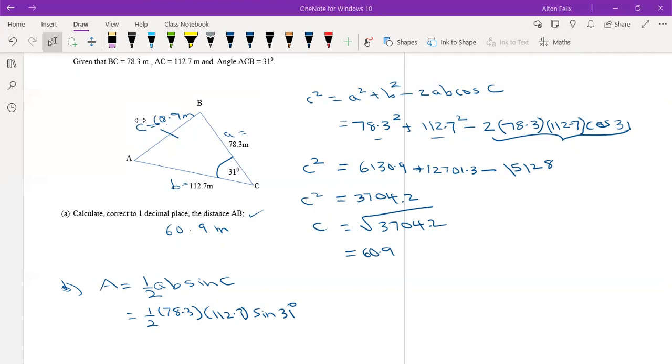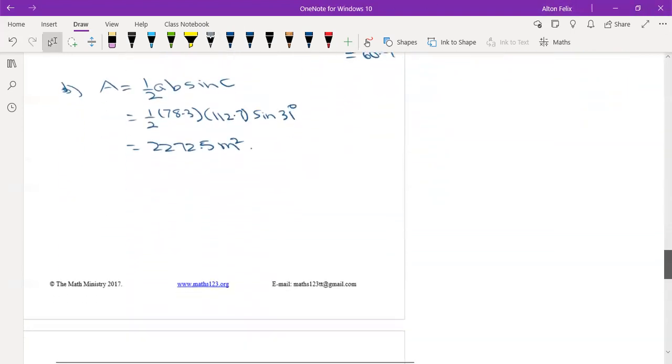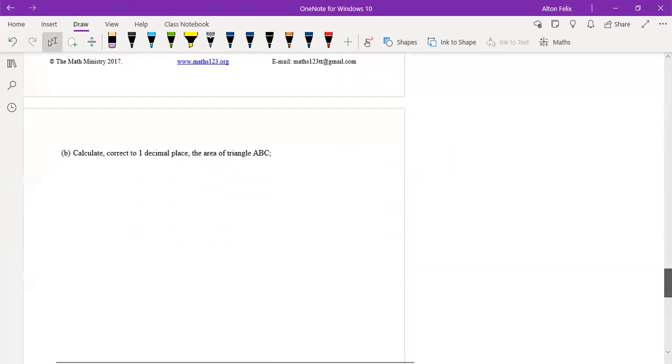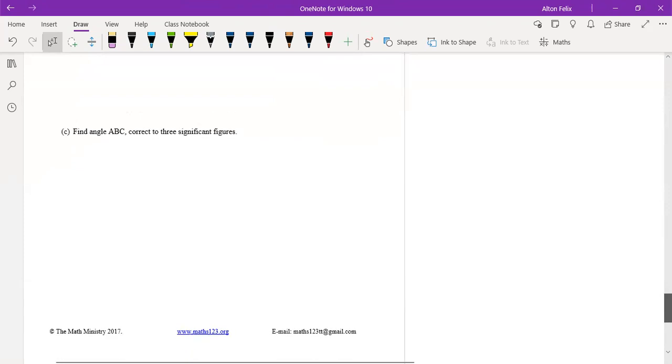Final answer. Let's put our equal sign, equal. 2272.4, 2272.5. So the area here is 2272.5 square meters. That's our area. That's the area of the triangle, and let's go to part C.